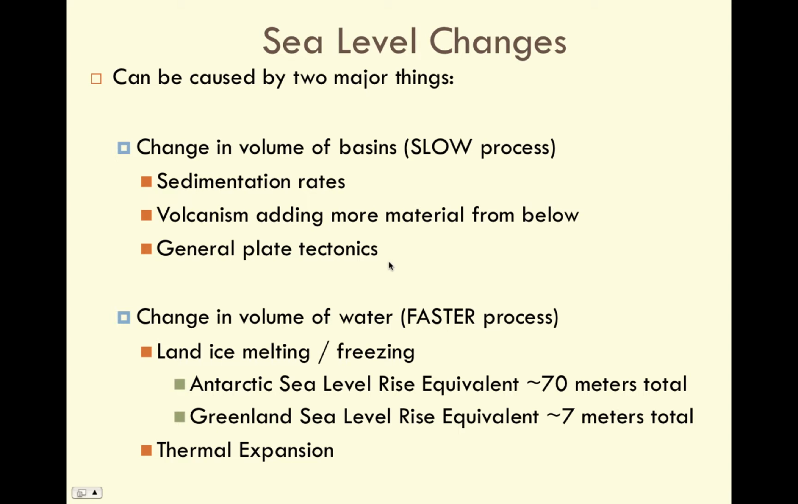A faster way to change the volume of the water is land ice melting and freezing. Anytime you melt land ice that's not buoyed up by the water itself, if its weight goes into the water, it's definitely going to raise sea levels. The Antarctic sea level rise equivalent is about 70 meters total if you melted all of Antarctica, including East and West Antarctica. That's not likely to happen anytime in the future. Greenland sea level rise equivalent would be about 7 meters total if you melted it all. And that's also not going to happen in the near future.